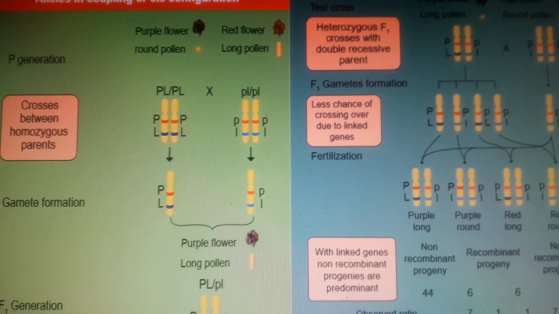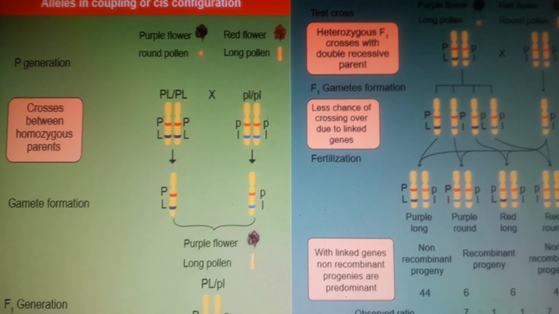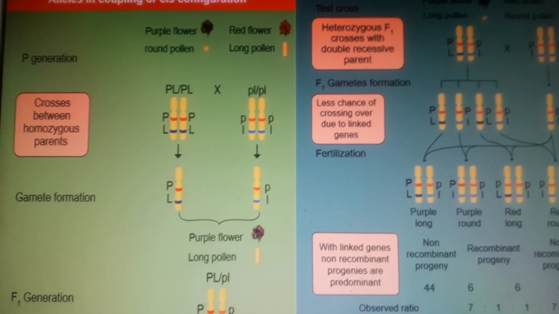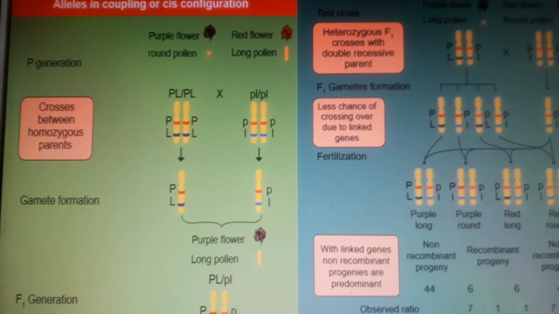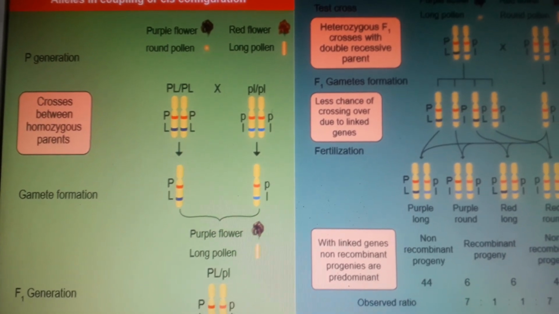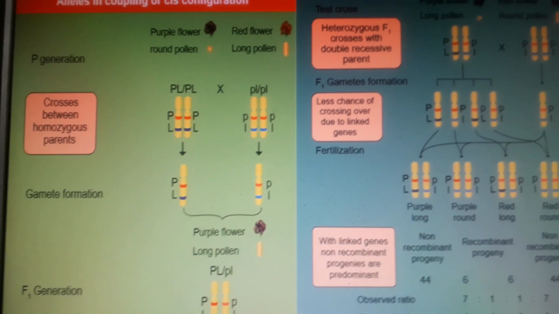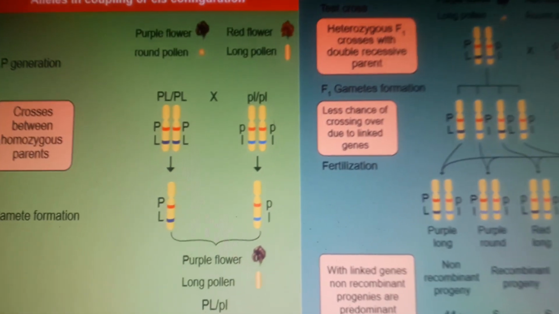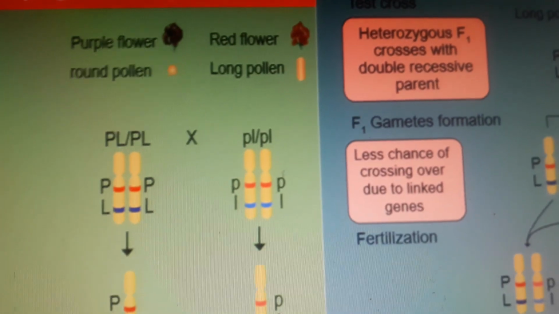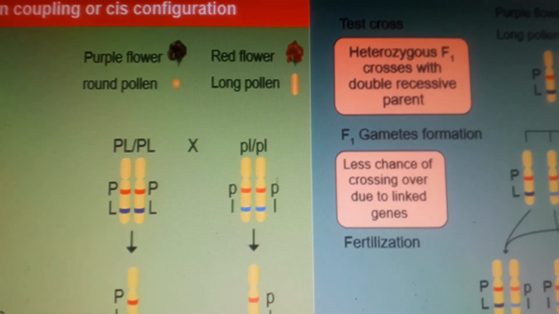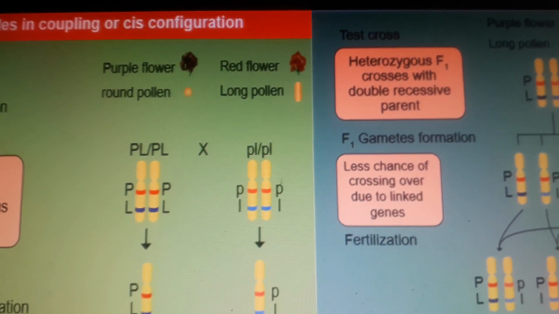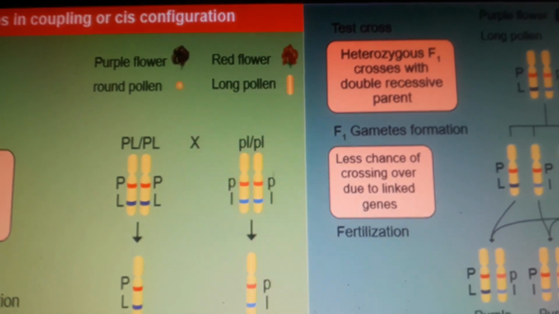That is coupling. If you go for the repulsion, there also the dominant and the recessive characters separated; they repelled each other. At the time of gamete formation, the dominant one came in F1. There are also purple flower, round pollen, and red flower, long pollen. Along with that, some recombinants also formed, but there was no 1:1:1:1 formation. There was the formation of 1:7:7:1. It didn't accept Mendel's law of independent assortment.